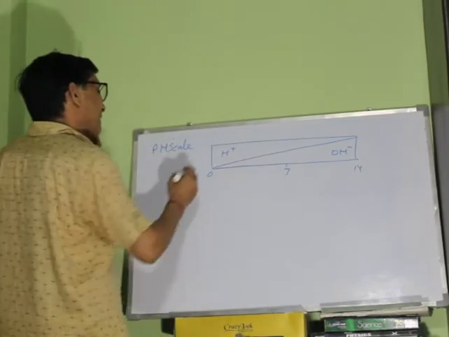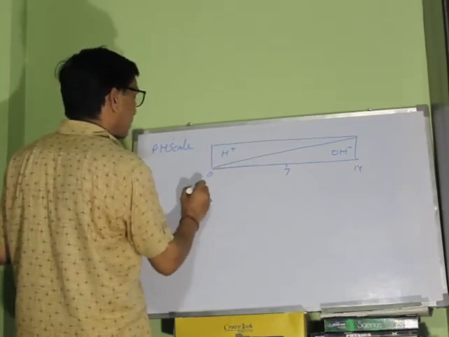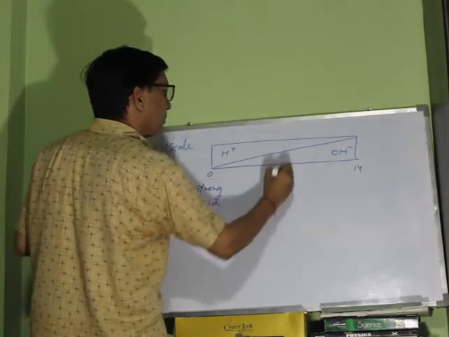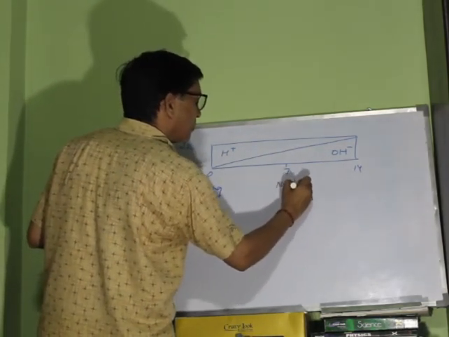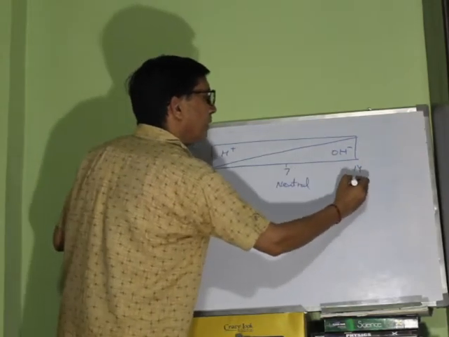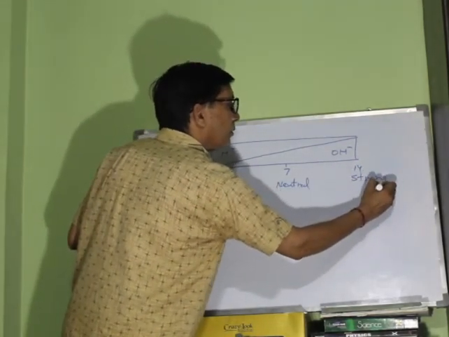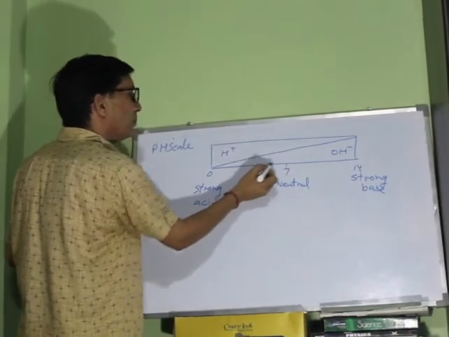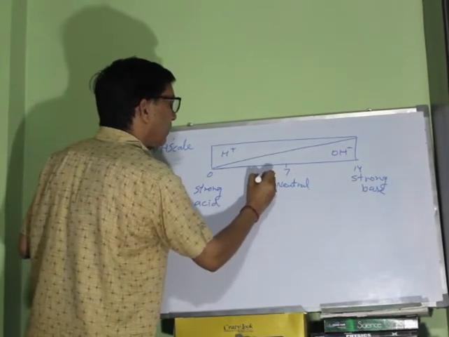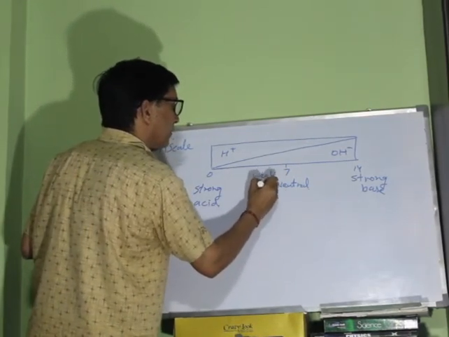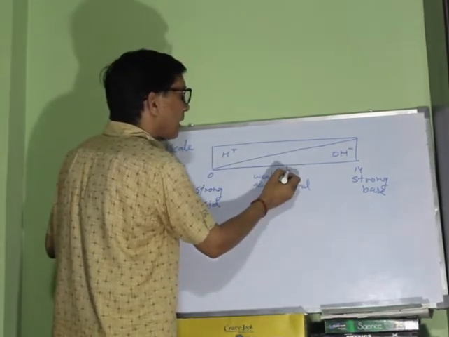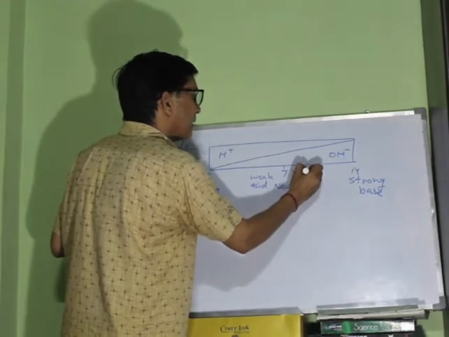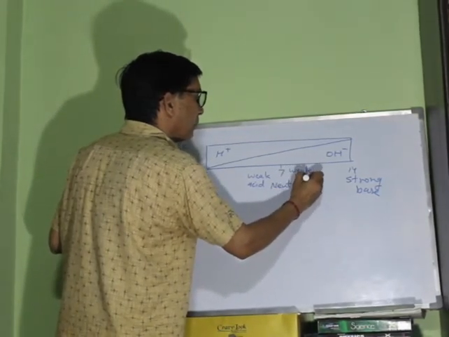So we can say that in the range 0 to 7, 0 is the strong acid range, 7 is the neutral point, and 14 is a strong base. The range just below 7 is the weak acid range, and a pH number just above 7 is considered a weak base.